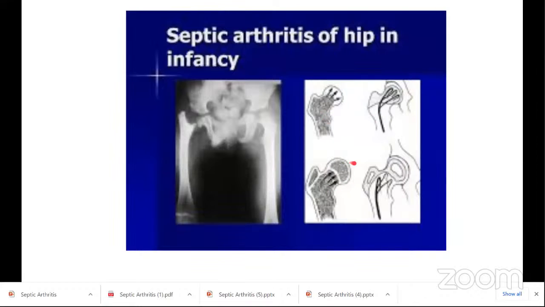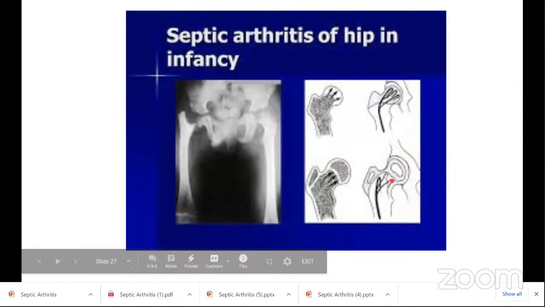See, in infancy, it is all cartilaginous. There will be bone here, and this entire thing will be cartilaginous. So the infection spreads up to the head and the joint, and it gets destroyed. Look at this. But in an older child, more than 1 year, because there is a physis here, the blood doesn't cross the physis. Remember this. That's why osteomyelitis of the proximal femur in older children doesn't become septic arthritis easily. Of course, if there is an erosion in this part, it becomes intracapsular.